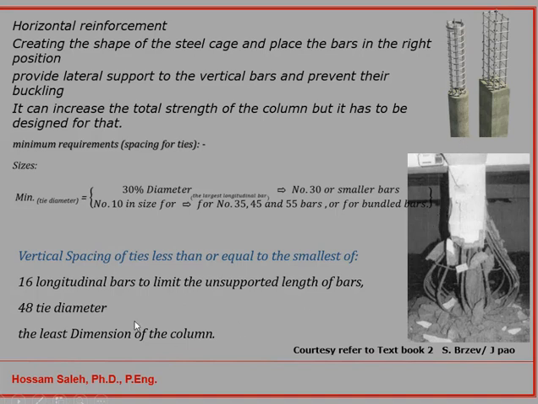And you have also 48 times the tie diameter. If you are using number 10 as a tie, 48 is 480. So you have 480, and here you have 320, and the least dimension of the column. If your column dimensions are 250 and 500, the least dimension will be 250. That means the maximum spacing between the stirrups or ties is 250. So you use 250. The spacing in this case will be number 10 at 250 millimeter on center.